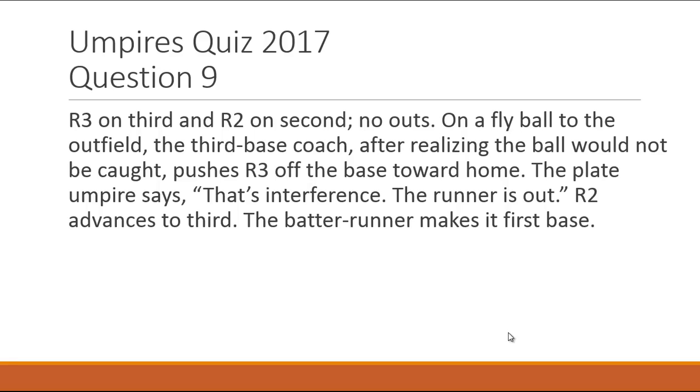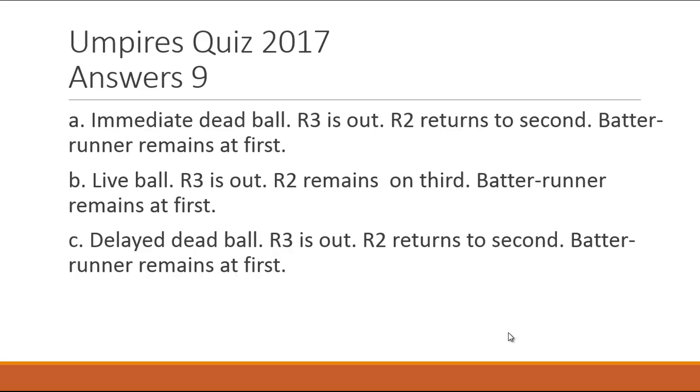Now, what do we got? Do we have an immediate dead ball with the runner on third out, the runner on second returning, and the batter runner remaining? Do we have a live ball? The runner on third out, R2 remaining on third, where he advanced to, and the batter runner at first? Or do we have a delayed dead ball where the runner is out, R2 returns to second, and the batter runner remains at first? So in all situations, it looks like the batter runner remains at first.